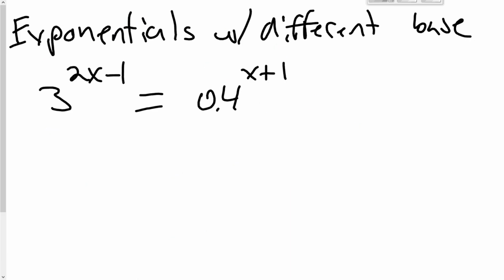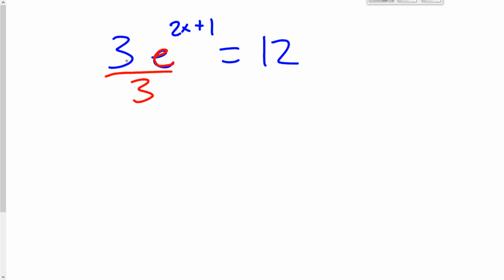Okay. Here's a more difficult one, but let me add one in between. Say 3e raised to the 2x plus 1 equals 12. Okay, so here we want to solve this one, but we need to get this base e by itself first. So we're going to divide by 3 because it's 3 times that. So we're going to divide both sides, because we need to get that base by itself.